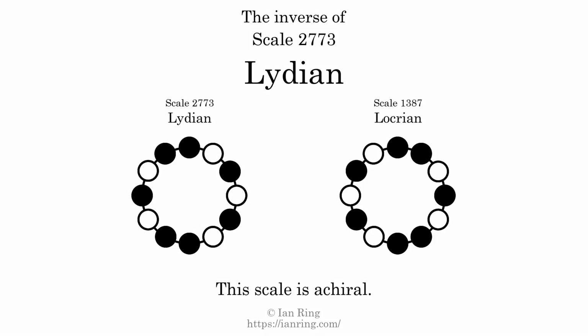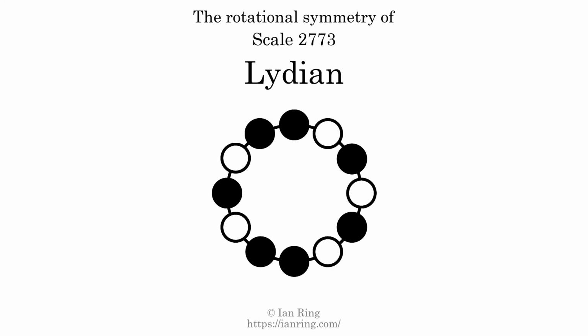The inverse of a scale is a mirror image. It is what you get when the sequence of intervals is reversed. The inverse of this scale is scale 1387, also known as Locrian. This scale is achiral, since it can transform into its own reflection by a rotational transformation. This scale has no rotational symmetry.